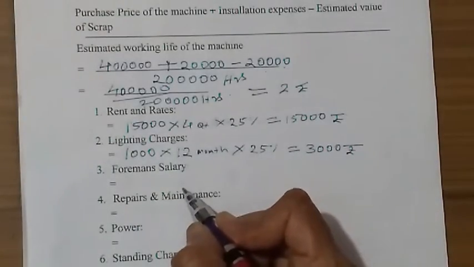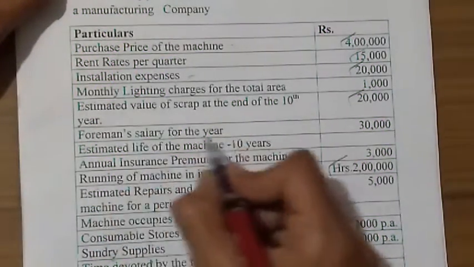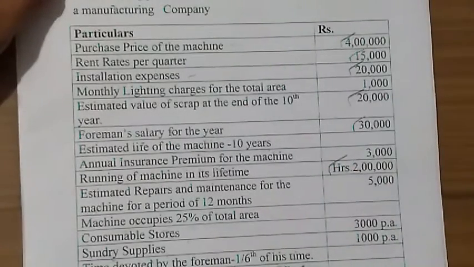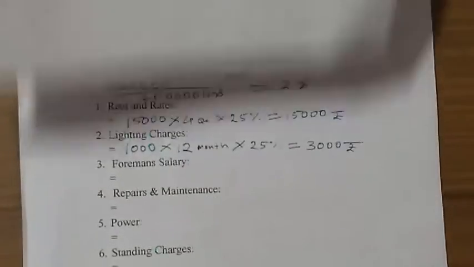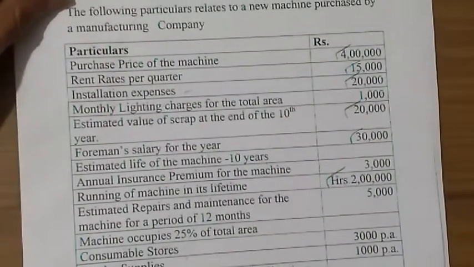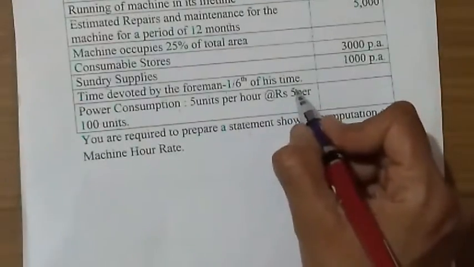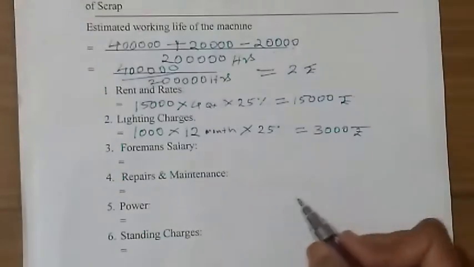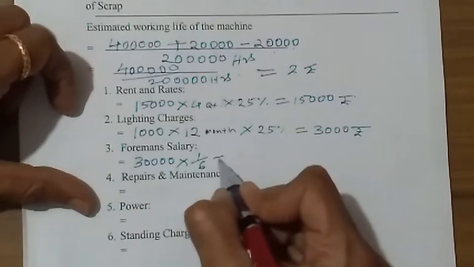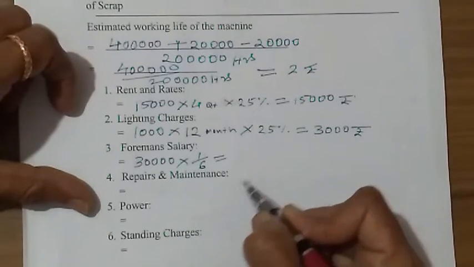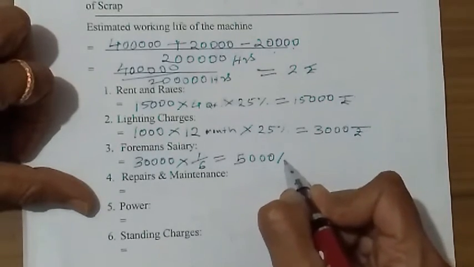Next, foreman's salary. Here foreman's salary is 30,000 for a year, but the time devoted by the foreman is 1/6 of his time, meaning 30,000 into 1/6, we get rupees 5,000.